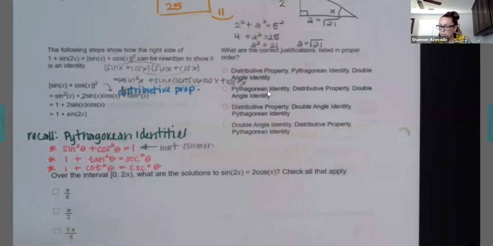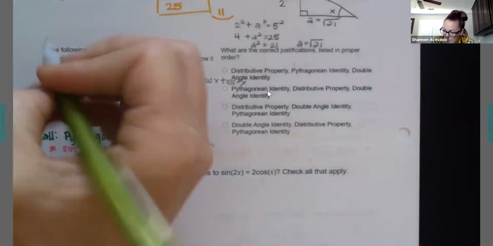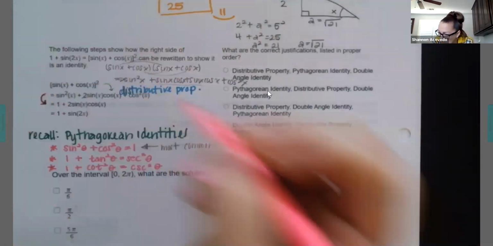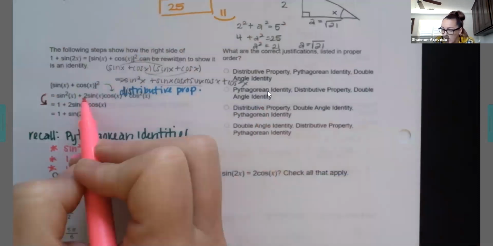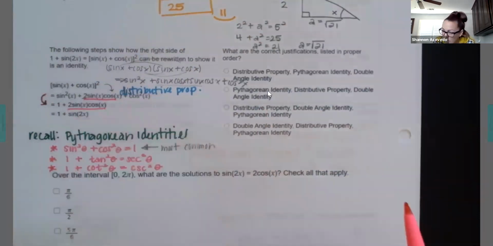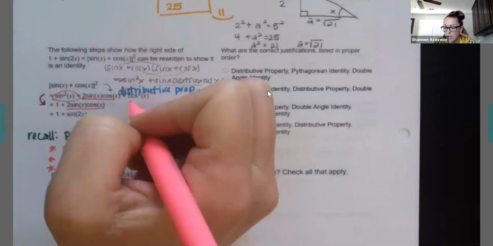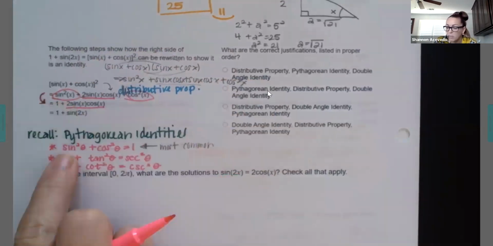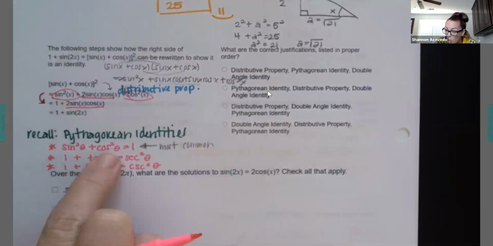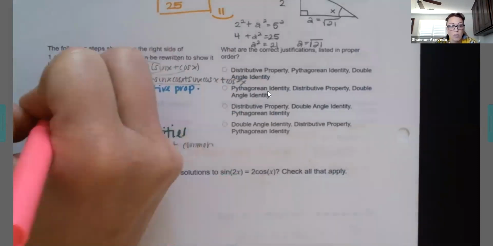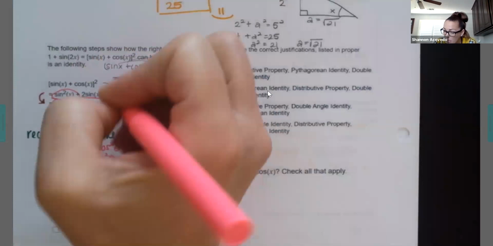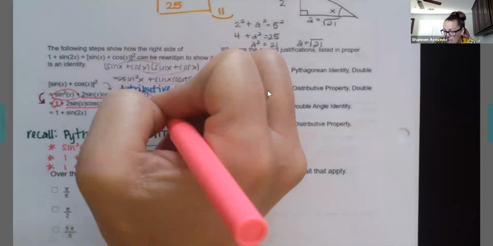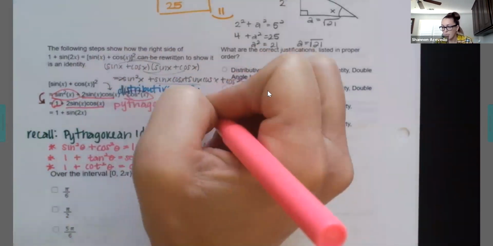Okay, well then how did I go from here to here? What was going on? What changed? Well, I notice I still have my 2 sine of x cosine of x, but these 2 pieces are gone. That's because sine squared of x plus cosine squared of x is equal to 1. That's just equal to this value of 1, because that's a Pythagorean identity.